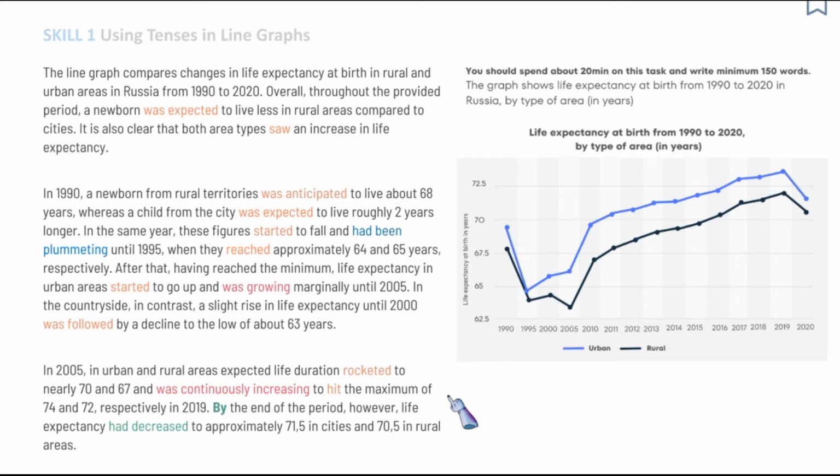So the bottom line is, if you are writing about a line graph, and the line graph is about the past, like in this case, you have a good opportunity to show 4 tenses, which is a good opportunity to increase the score in grammatical range and accuracy. So do use this opportunity. Do use all these tenses.